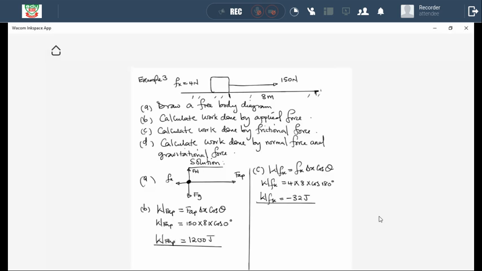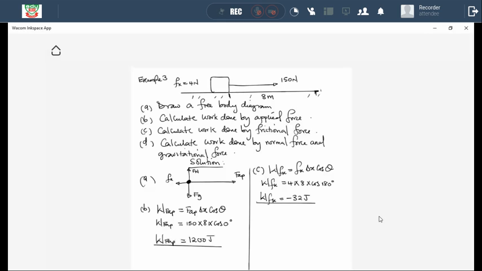Remember, with our force applied, the object gained 1,200 joules, but friction is in the opposite direction. So it's taking away, right? So it has reduced the energy gained by 32 joules. So that's why we get a negative answer, because it's going in the opposite direction and the object is losing energy, right? So whenever we calculate work done by friction, we must always get a negative answer.